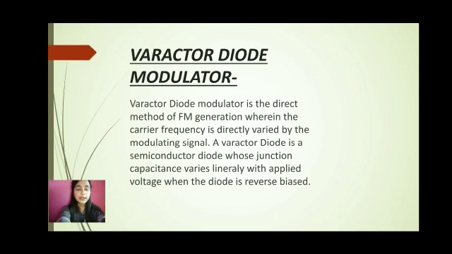So first is varactor diode modulator. Varactor diode modulator is the direct method of FM generation where the carrier frequency is directly varied by the modulating signal. A varactor diode is a semiconductor diode whose junction capacitance varies linearly with applied voltage when the diode is reverse biased.